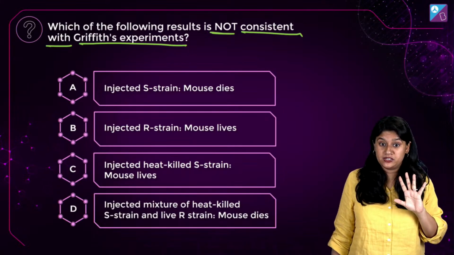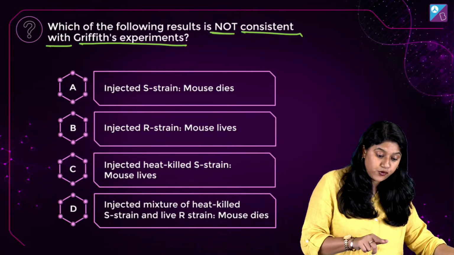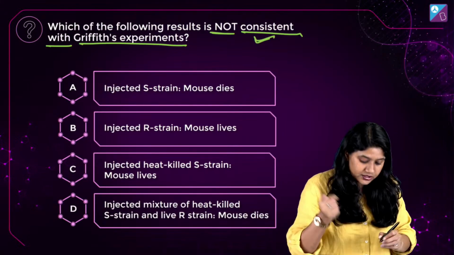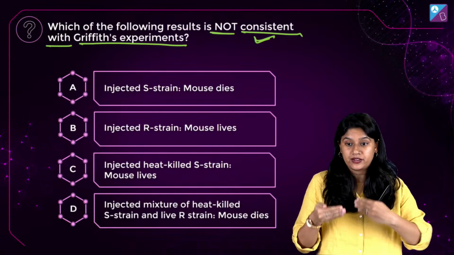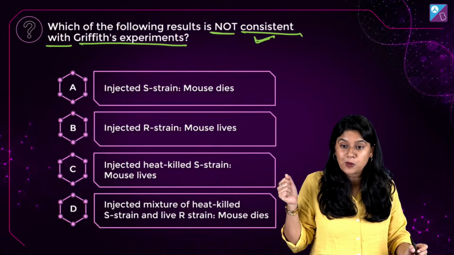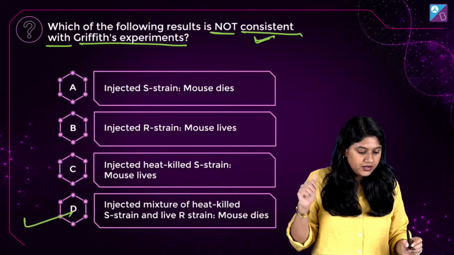It's a tricky question. The question is asking which of the following result is not consistent. Consistent means it keeps happening again and again, right? With the Griffith experiment. But very good, everyone. Option number D is the correct answer.